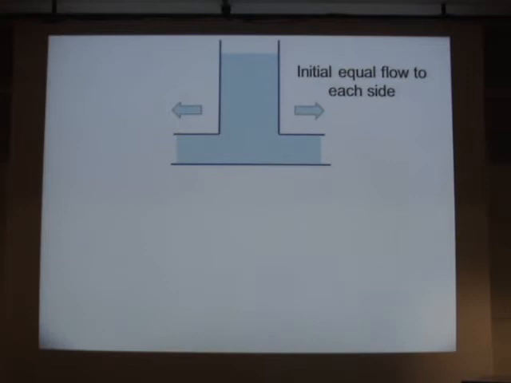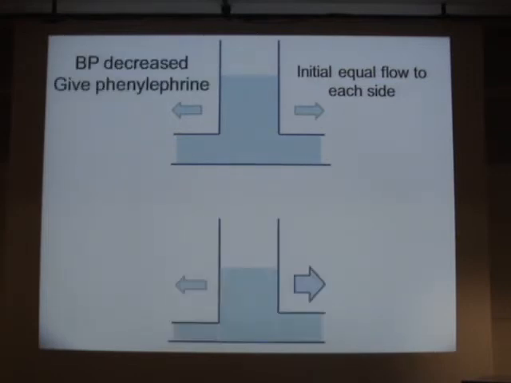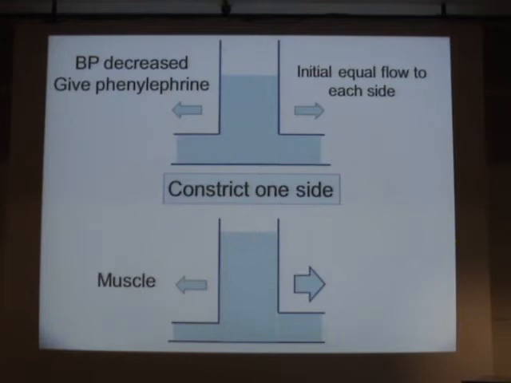Let's say you have equal flows through 2 tubes on either side. The blood pressure was decreased, you gave the phenylephrine. You're hoping that it constricted one side and left the side that you wanted, let's say the brain and the heart, dilated or not as constricted, and the muscle got constricted. So you're hoping that it preferentially constricted the areas you don't want and went to the ones that you do want. And that probably does occur to some extent because the metabolic activity in those will do that.